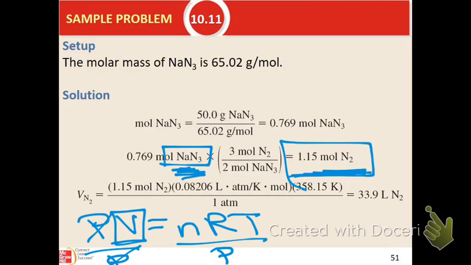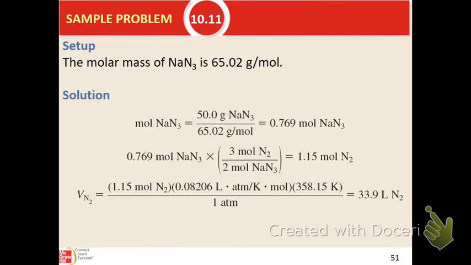So we're going to say 1.15 times our R constant, 0.08206, times our 85 plus 273.15, and then we're going to divide it by 1 atm, and we get 33.9 liters. Okay? See how that's going to work? It's not that bad. I really do enjoy them. It's not that bad. Okay? And I hope you get that.